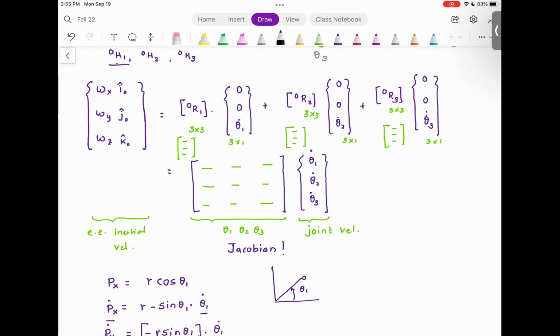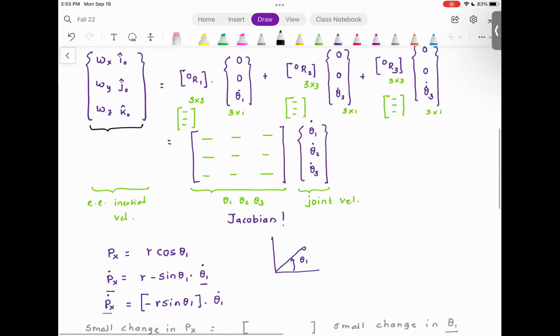Theta 1, theta 2, theta 3 are the individual joint rotations, and theta 1 dot, theta 2 dot, and theta 3 dot are individual joint velocities. And this is the end effector inertial angular velocity. Everyone understood this?